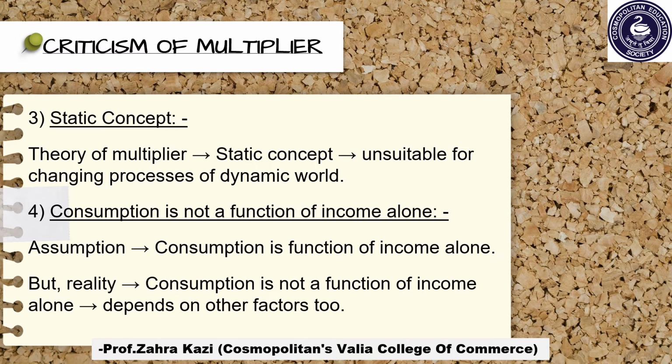The next criticism is that consumption is not a function of income alone. So the theory of multiplier is based on the assumption that consumption is a function of income alone. That is, consumption is only a function of income. But in reality, it is not like that. Consumption is not only the function of income, but it also depends on many other factors.